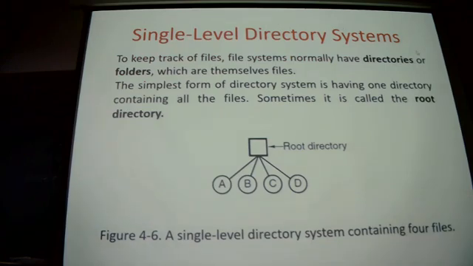There are so many files in our disk, so we organize them. We get a directory about files. This is the simple one, with only one layer. Because we can see there is only one root, and each file is a child node of the root. There is only one layer.